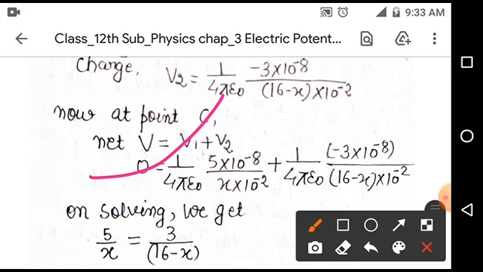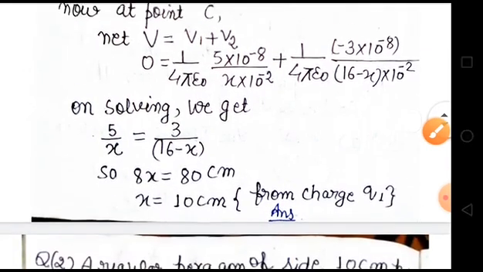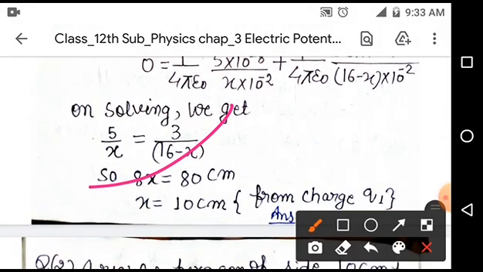So 0 is equal to 1 upon 4 pi epsilon naught, 5 into 10 to the power minus 8 upon x into 10 to the power minus 2, plus 1 upon 4 pi epsilon naught, minus 3 into 10 to the power minus 8 upon 16 minus x into 10 to the power minus 2. On solving, 1 upon 4 pi epsilon naught will cancel out from both sides, and we get 5 upon x is equal to 3 upon 16 minus x. On solving it, we get 8x equals 80 centimeter. That means x is equal to 10 centimeter. So it is the distance from the charge q1.